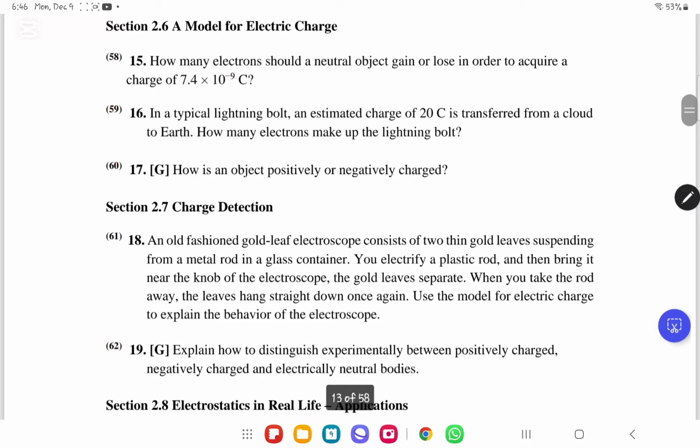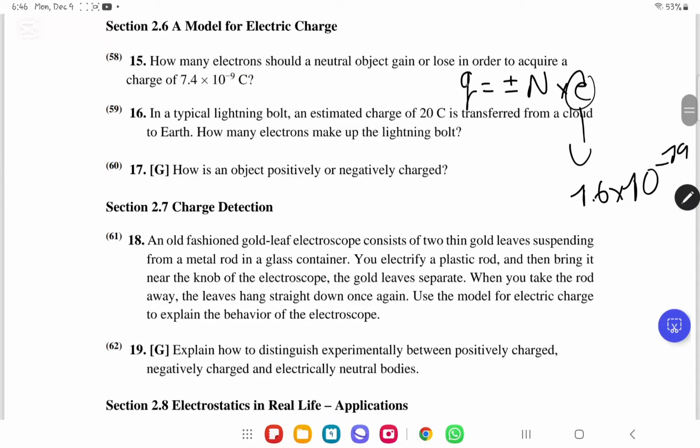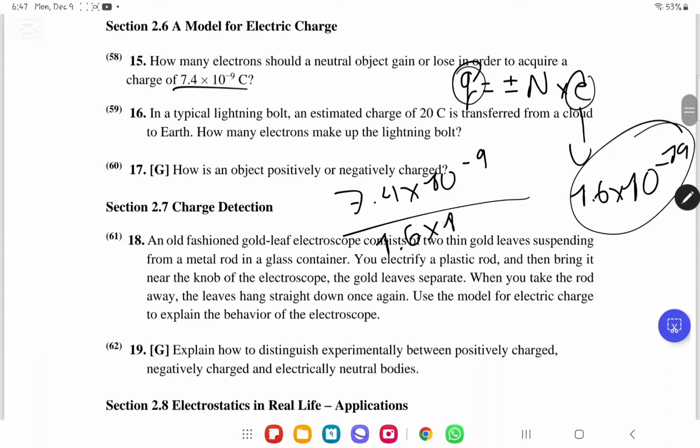Now we move on to section 2.6. How many electrons should a neutral object gain or lose in order to acquire a charge of this? What we need to know is that the charge Q is equal to plus or minus the number of electrons multiplied by the elementary charge. We should memorize that the elementary charge is 1.6 times 10 to the power of negative 19. Q is given to us, which is 7.4 times 10 to the power of minus 9, divided by 1.6 times 10 to the power of minus 19, and if you do it on your calculator, you are going to get 4.625 times 10 to the power of 10 electrons.